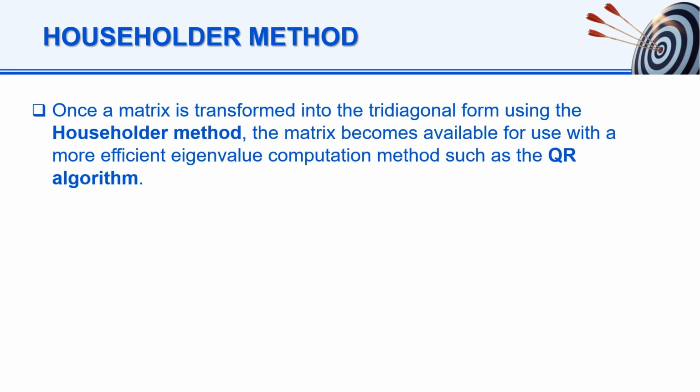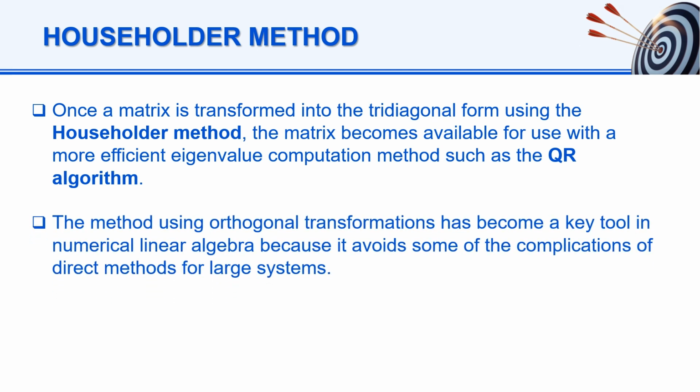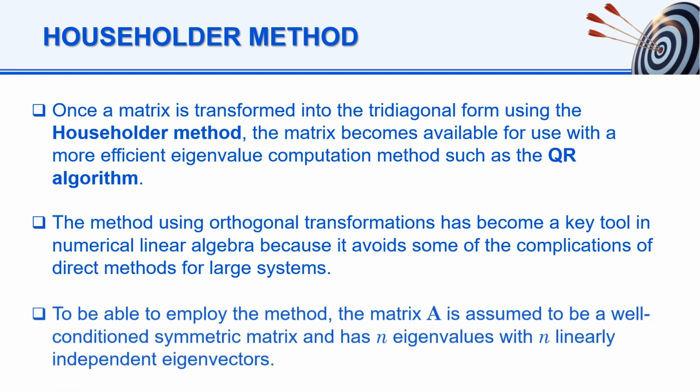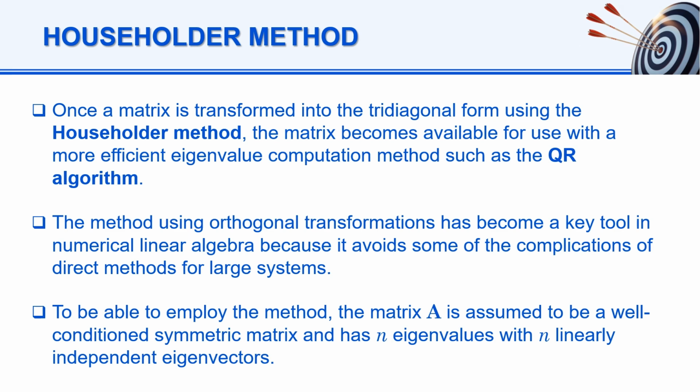Once a matrix is transformed into the tridiagonal form using the Householder method, the matrix becomes available for use with a more efficient eigenvalue computation method, such as the QR algorithm. The method using orthogonal transformations has become a key tool in numerical linear algebra because it avoids some of the complications of direct methods for large systems. To be able to employ the method, the matrix A is assumed to be a well-conditioned symmetric matrix and has n eigenvalues with n linearly independent eigenvectors.